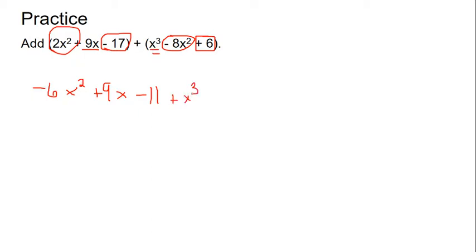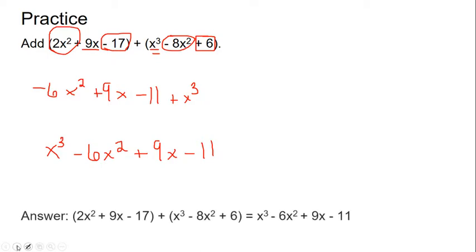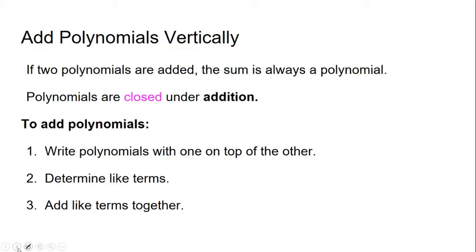So then our last step is to put them into descending order. So we're going to start with our highest order term, which is x cubed. So we're going to have x cubed, and then our next one is the x squared, minus 6x squared, plus our x term, plus 9x, and then our constant at the end, minus 11. So that should have been what you came up with as your answer. x cubed minus 6x squared plus 9x minus 11, which is what we got. So next we're going to go on to adding them vertically.